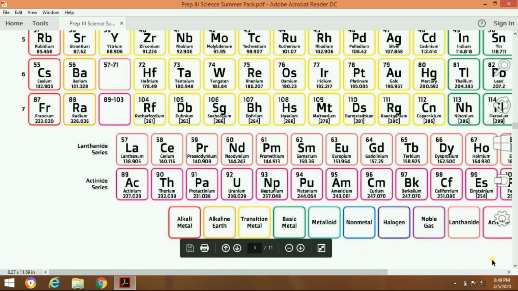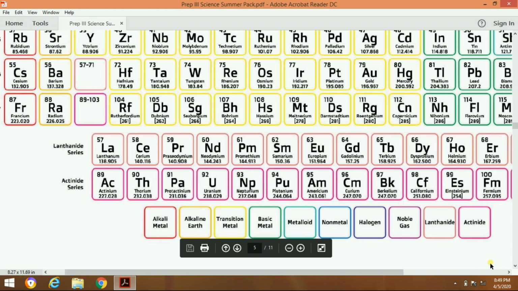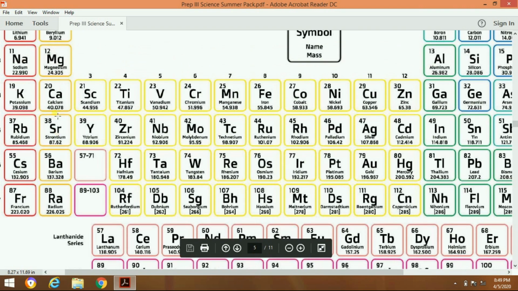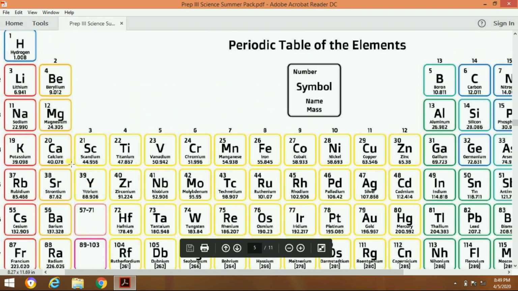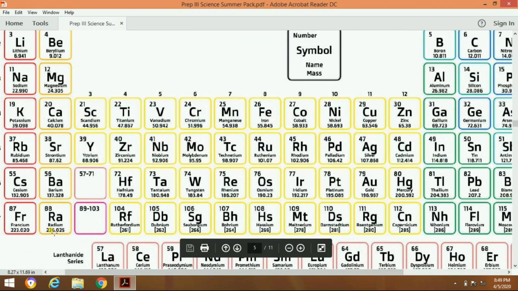And the other information it provides you, you can see the elements are of different colors. All the boxes are of different colors. The color of these boxes indicates something. At the bottom of the periodic table there are some keys. Red ones are alkali metals. The orange ones are alkaline earth metals, the group 2A. Okay, this is alkaline earth metals.